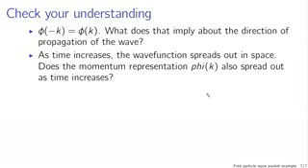To check your understanding, here are a couple of questions. I've gotten sloppy with my notation. This is capital phi of k, the Greek letter, not lowercase phi of k. But first question, the wave function represented in terms of k is symmetric. Phi of minus k is phi of k. What does that imply about the direction of propagation of the particle, or of the wave function?